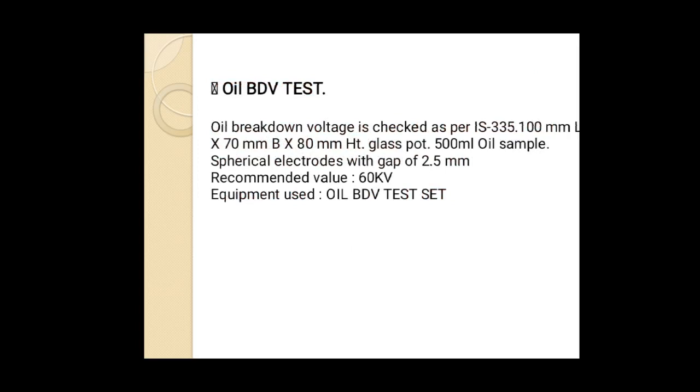In this, oil breakdown voltage is checked as per IS 335. The test cell is 100 mm L x 70 mm B x 80 mm, a glass pot with a 50 ml oil sample, and spherical electrodes with a gap of 2.5 mm. Recommended value is 60 kV. Equipment used is an oil breakdown voltage test set.